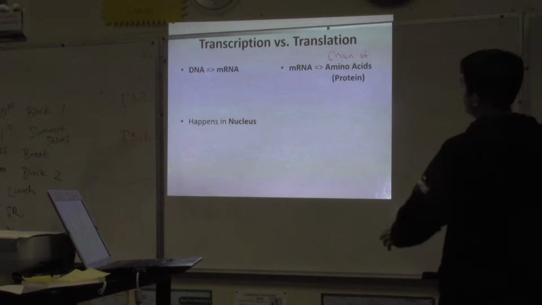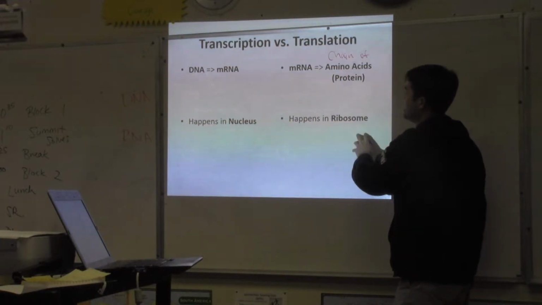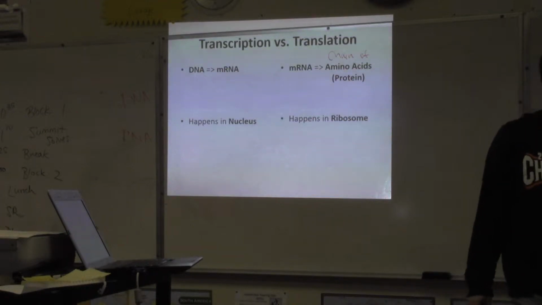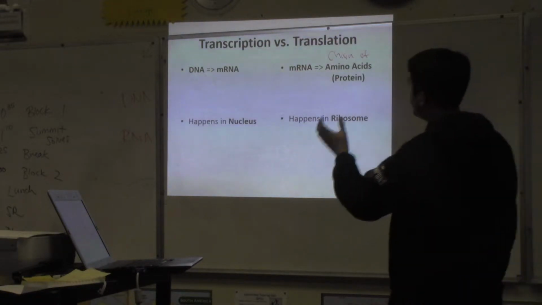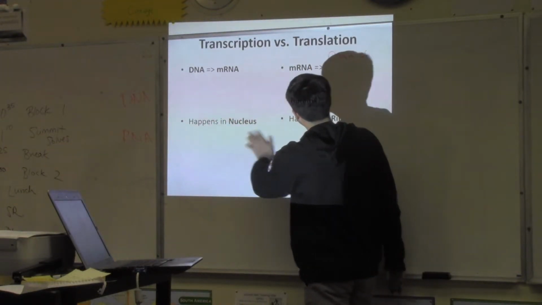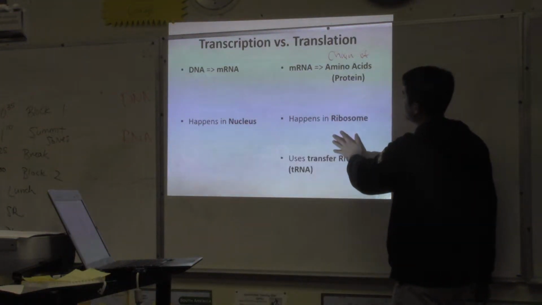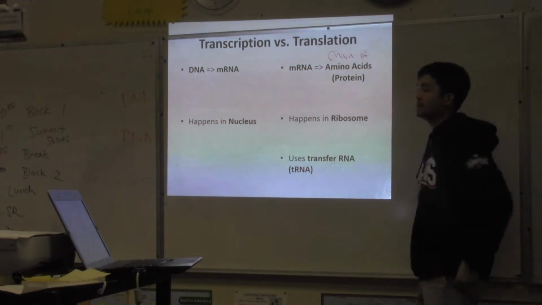Transcription happens inside the nucleus. Translation happens inside the ribosome. And so know the location. Remember that the reason why we need that mRNA is that transcription is happening inside the nucleus, the translation is happening inside the ribosome. And then lastly, translation uses that tRNA or that transfer RNA.